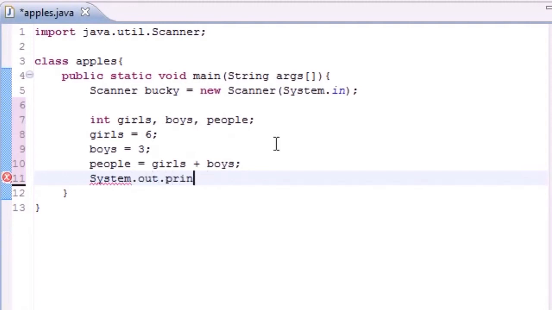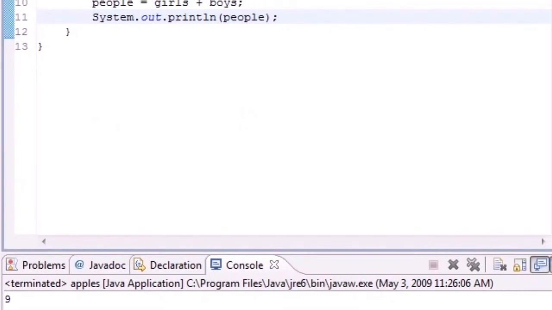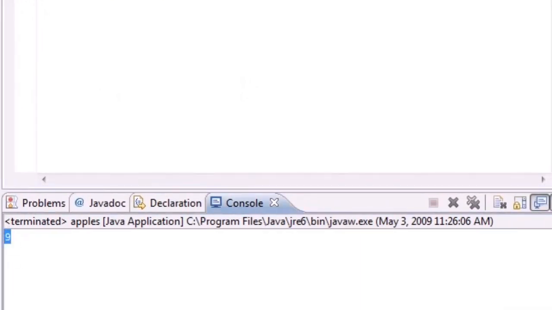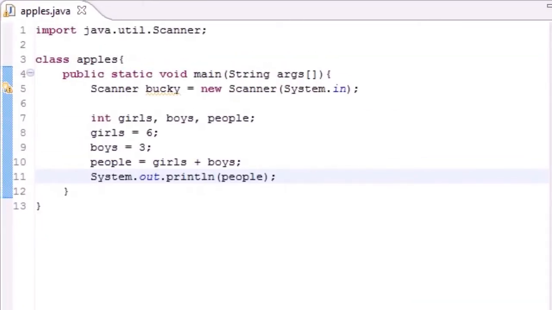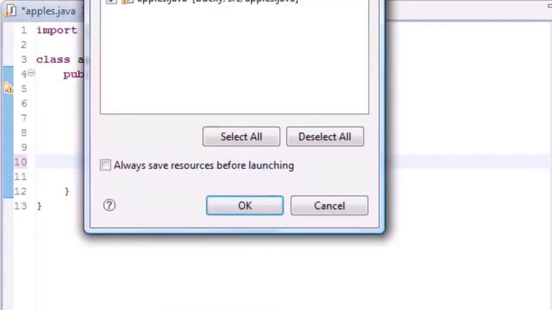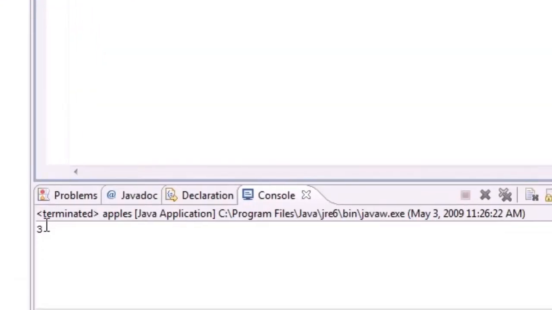So we put system.out.println, and in our parameter go ahead and put people. Now if we run this, we get 9, since 6 plus 3 is 9. And that is how you can use addition with Java. But addition isn't the only thing you can use. You can use minus or subtraction to get the difference, which 6 minus 3 is 3.